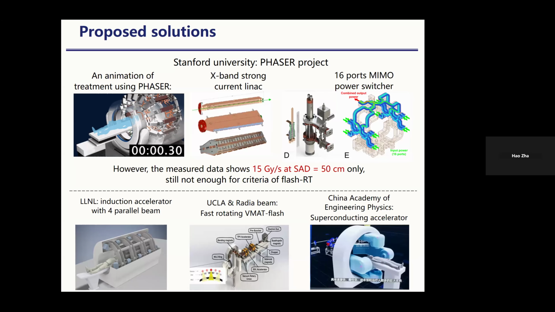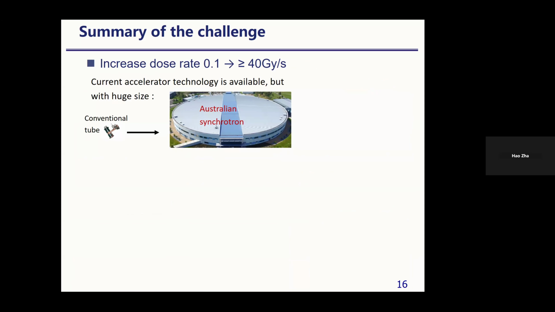So let's summarize the challenges we've discussed so far. The first is that we need to increase the dose rate from 0.1 Gy per second by at least 400 times. That's almost 3 orders of magnitude. We can do it. Current accelerator technology allows us to achieve this, but often with a huge machine size. For example, synchrotron accelerators with hundreds of meters of dimensions.